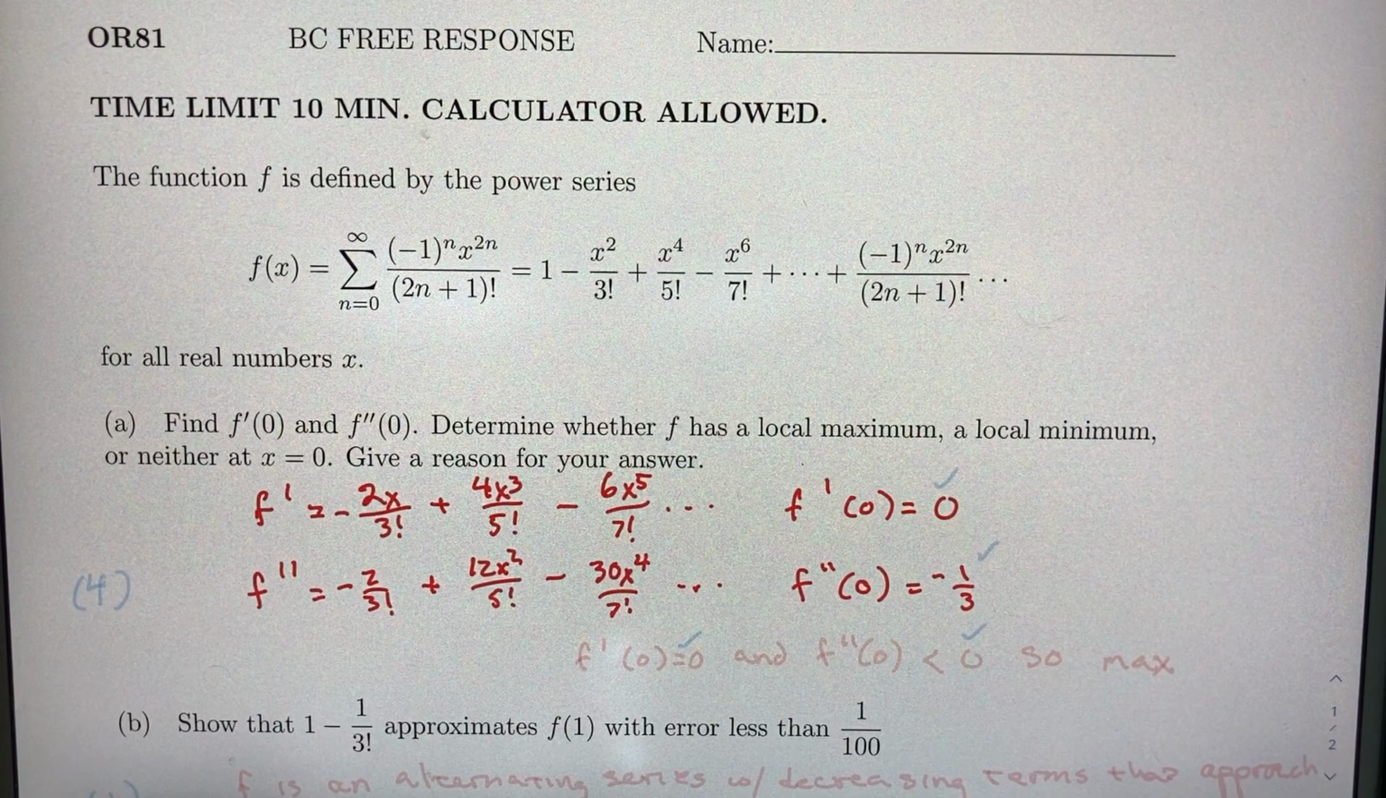So what you do to say it, give the reason, is you say f prime of 0 equals 0 and f double prime is negative, which means concave down, which means max.